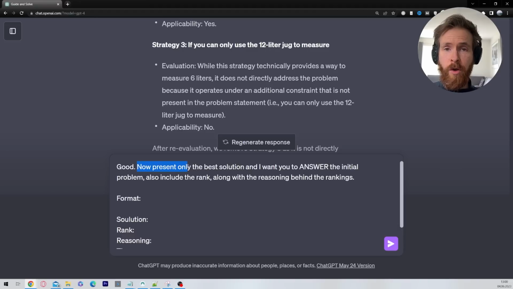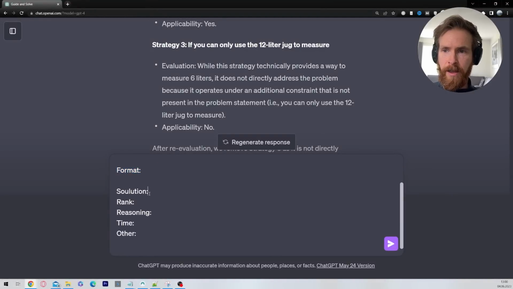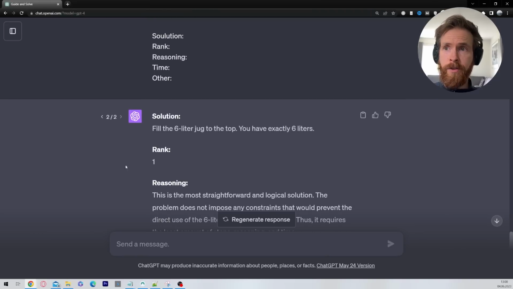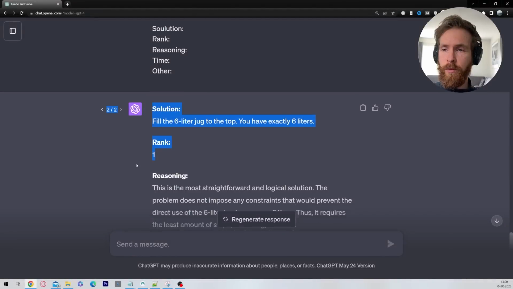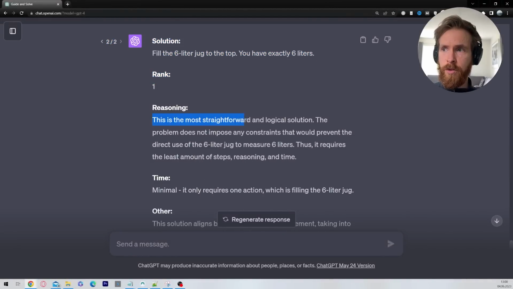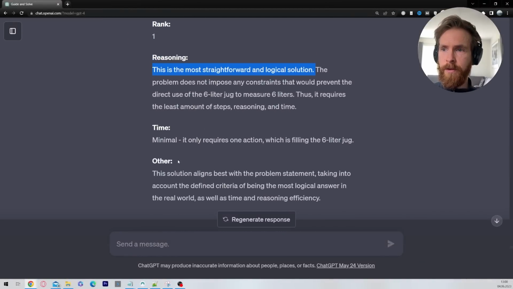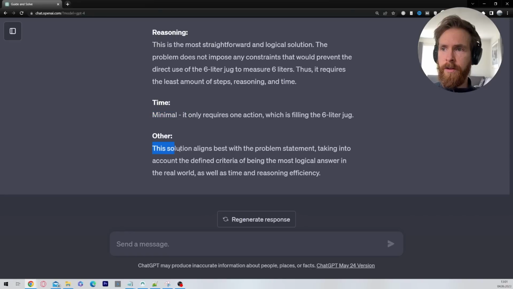Now present only the best solution, and I want you to answer the initial problem, include the rank along with the reasoning behind the rankings. So we want this kind of format: solution, rank, reasoning, time, and other. So let's just spin that. And here we got it. So you can see solution, fill the 6-liter jug to the top, you have 6 liters. Rank 1. Reasoning, this is the most straightforward and logical solution. Time, minimal. Other, this solution aligns best with the problem statement, taking into account the defined criteria.